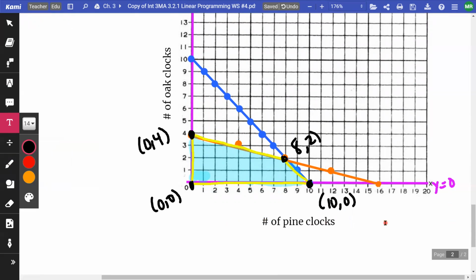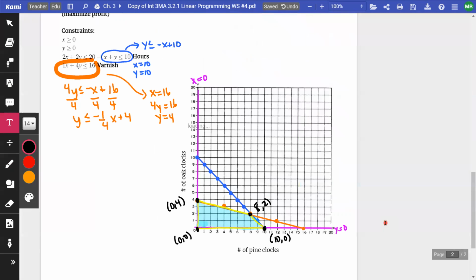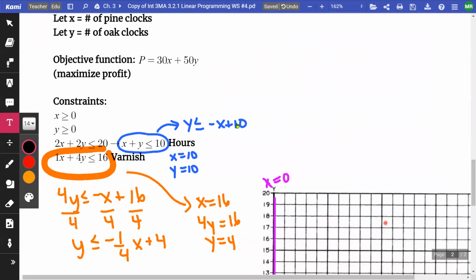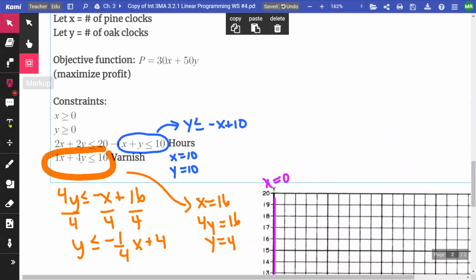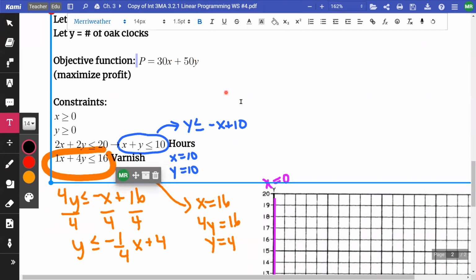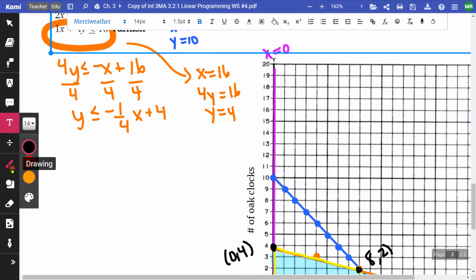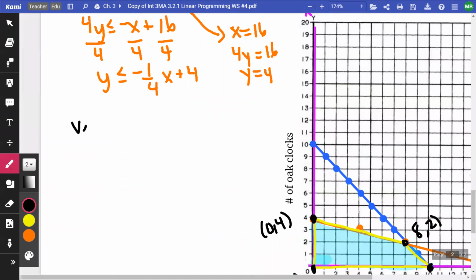So I'm going to plug those vertices into my objective function. Okay. So let me just get my objective function again. I don't think it'll let me copy it. Okay. So, 30x plus 50y. So I am going to have vertices and the objective function, which is profit equal 30x plus 50y.